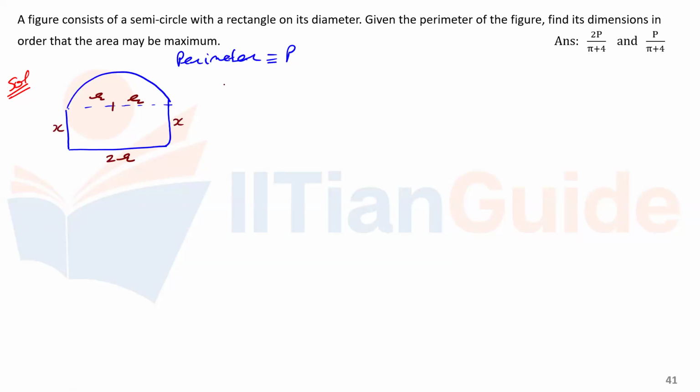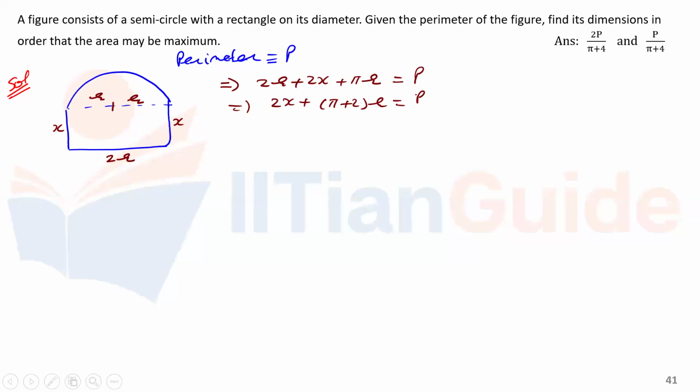So I'm just writing the expression, we are having two variables, one is X, one is R. But anyway, I'm writing the perimeter of the figure. That is 2R plus 2X. After that, pi R, that is the half of the circumference. And that is given to us, that is P. Anyway, I can say that is nothing but 2X plus (pi plus 2) into R is equal to P.